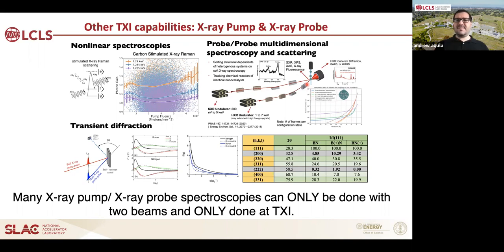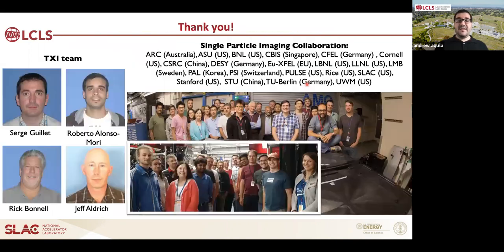And these types of two beam experiments can only be done at TXI because we can combine X-rays at two vastly different photon energies at the same time.